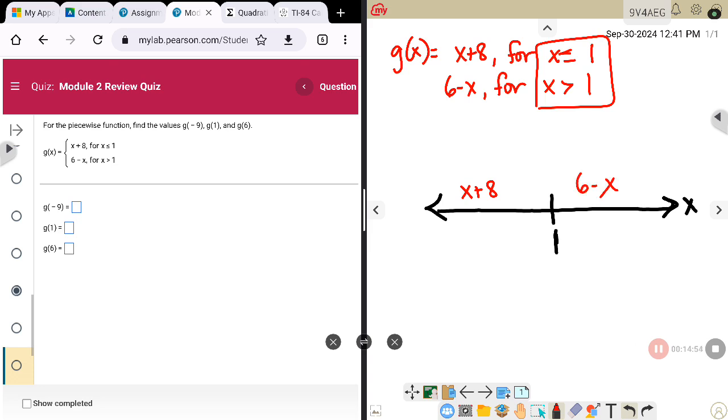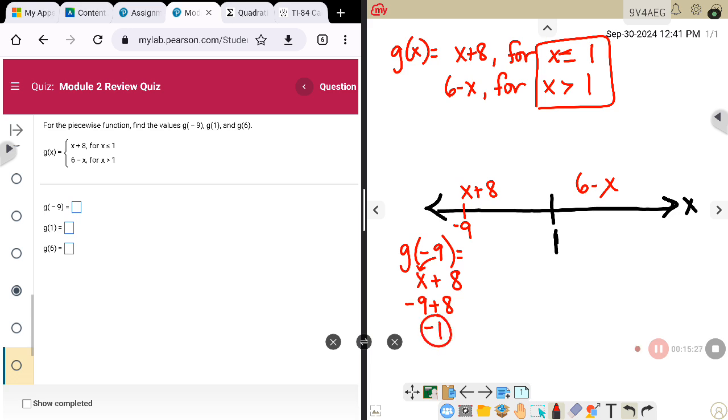The first thing it wants me to find is g of -9. What that means is go find -9 on your number line, which would be on this side of the 1. Well, that tells you what piece you need to put your number in. So I am in the x plus 8 piece, and then I replace the x with that number. So I'll have -9 plus 8, which gives me -1.